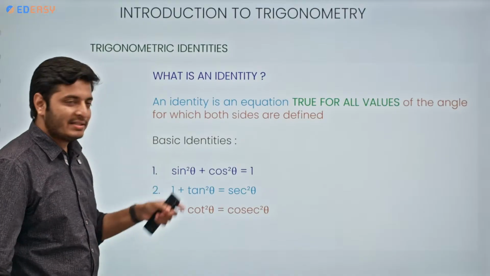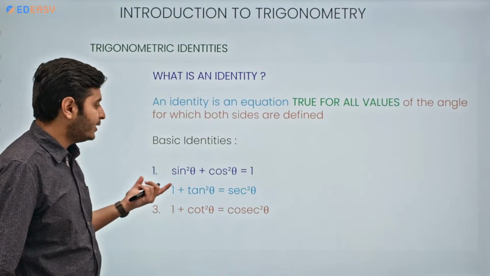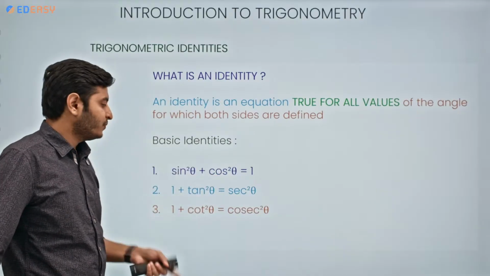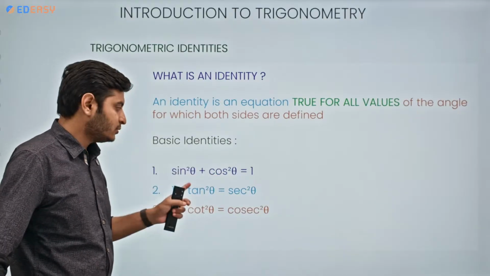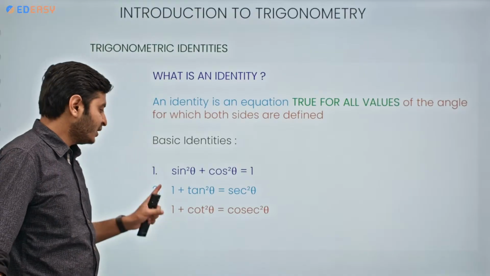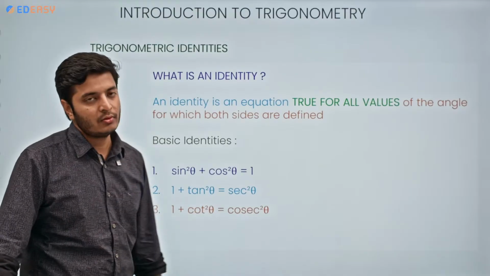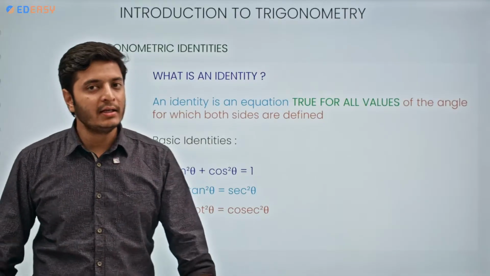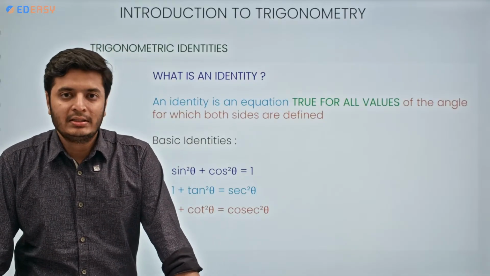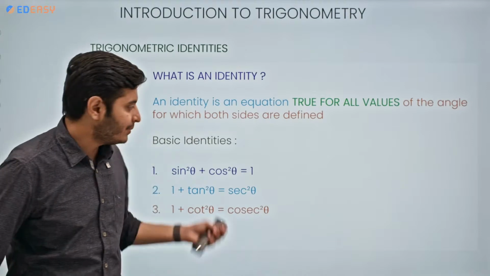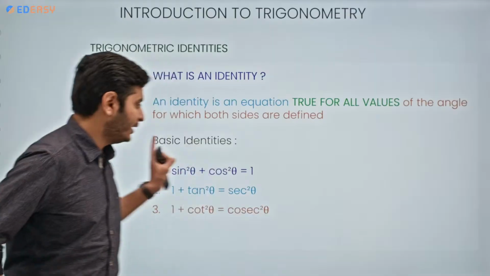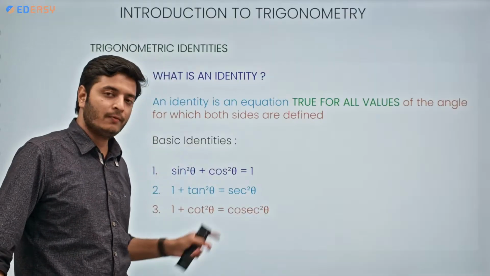Now, the basic trigonometric identities are sine square theta plus cos square theta is equal to 1. 1 plus tan square theta is equal to secant square theta. 1 plus cot square theta is equal to cosecant square theta. Again, if you are finding it difficult to remember this, then how to remember this so that you can use it? Let me tell you one trick for this also.